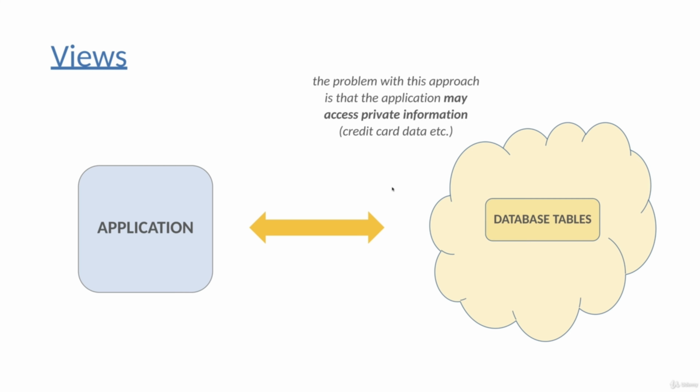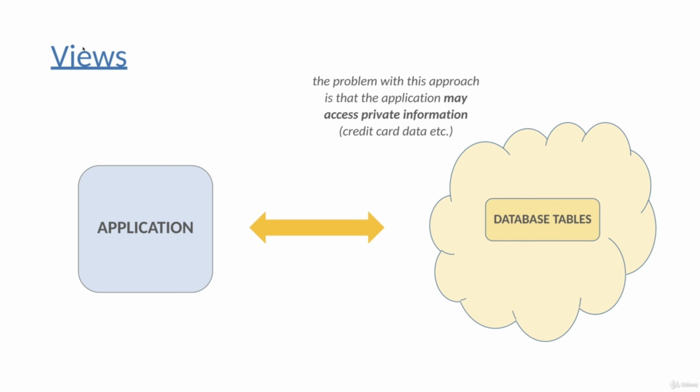Okay, so the basic intuition is that we can use something like this. We have the database tables and we have the application that's going to use a MySQL database, for example. And of course, we have several database tables, so the application is going to get all the data from the database tables directly. But of course, there's a problem with this approach because the application can access private information such as credit card related details, because the credit card related information is stored in a database.